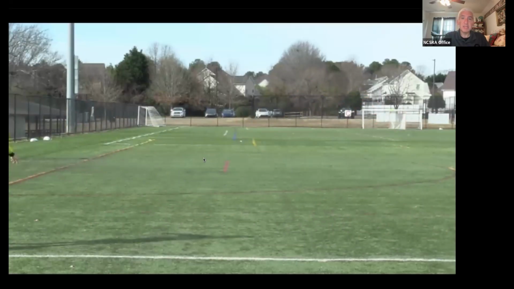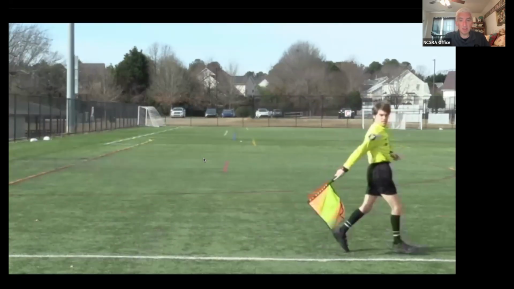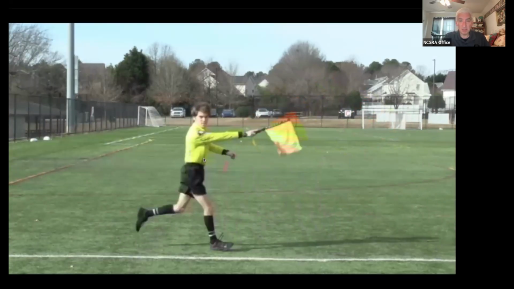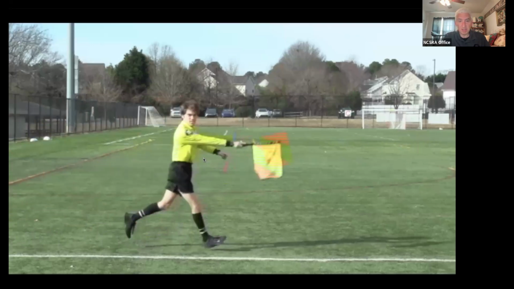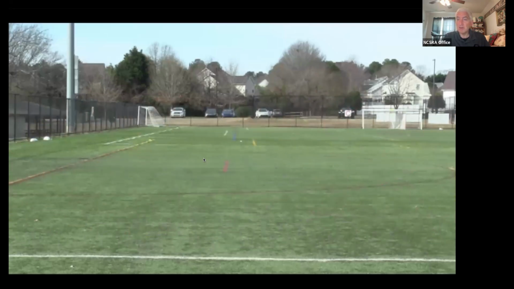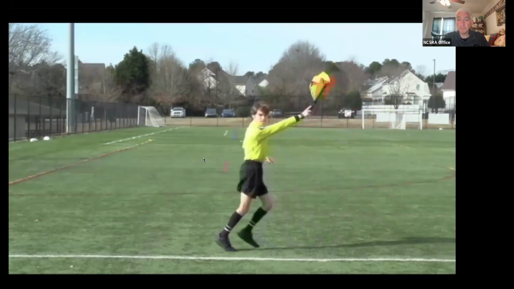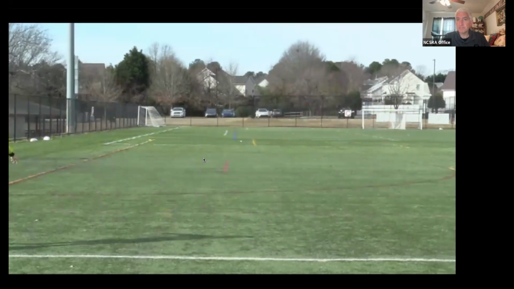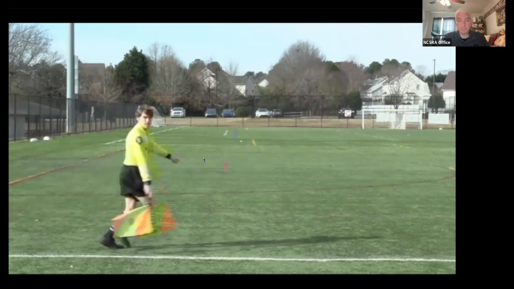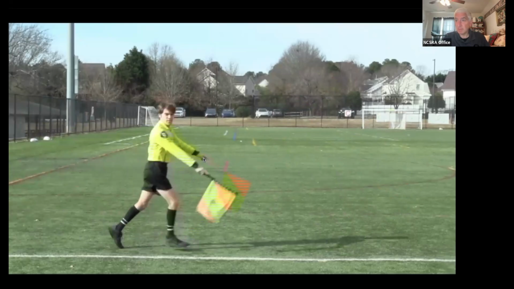Now I'll tell you, he's not calling anything. He's just running up the sideline. Do we think he's doing it correctly? I see several people saying no. What's he doing wrong? Yeah, the flag. He's got the flag in the correct hand, and we'll go over what that means in a little bit. But you're exactly right.